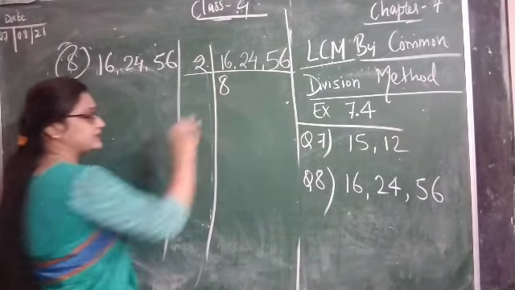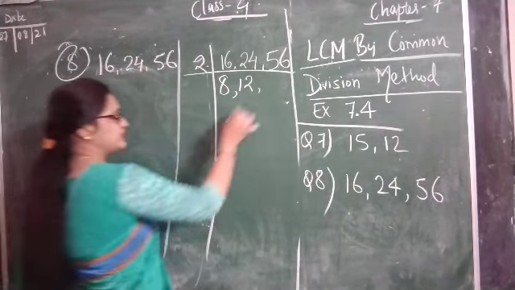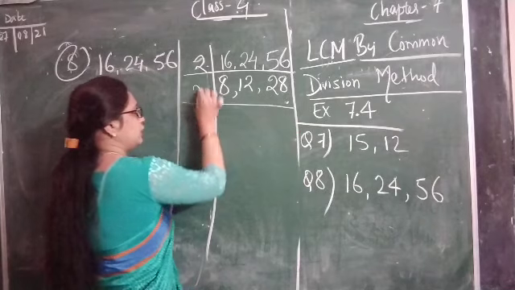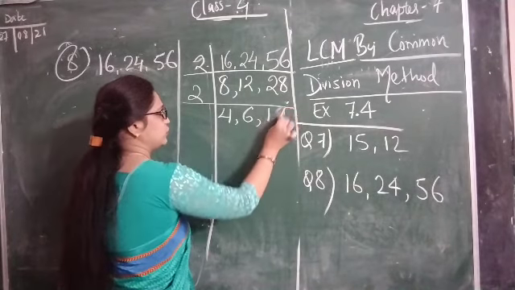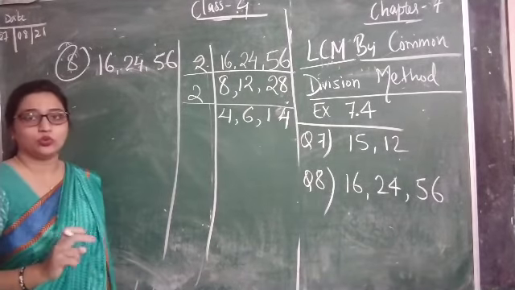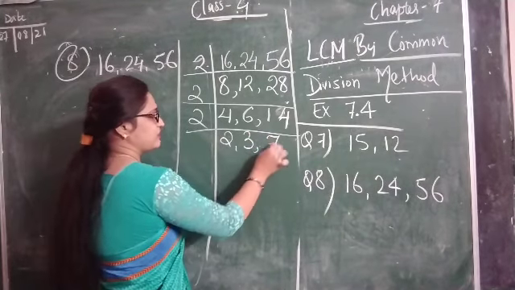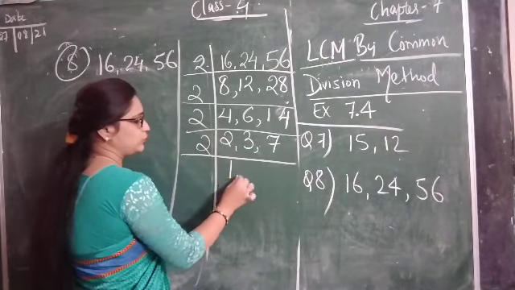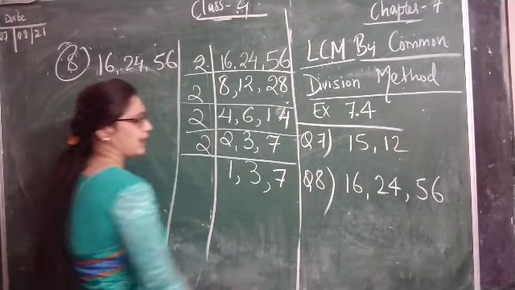16 divided by 2, answer is 8. 24 divided by 2, answer is 12. 56 divided by 2, we are getting 28. 2 ones are 2, 2 fours are 8. 14 we are getting on dividing this 28 by 2. Again by 2. 2 twos are 4, 2 threes are 6, 2 sevens are 14. Now divide by 2. 2 ones are 2, 3 cannot be divided by 2. Write that 3 as it is, 7 also as it is.